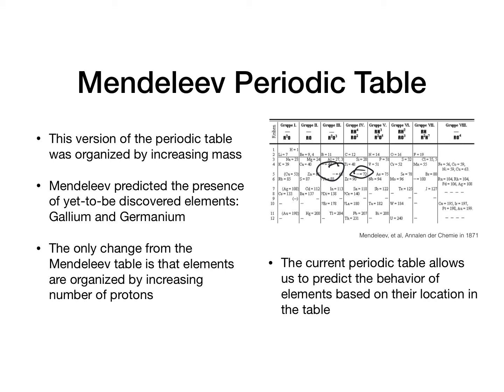So this periodic table was organized by increasing mass. And it turns out that the only change that has really been made between this periodic table and the periodic table we have today is that they are instead arranged by increasing number of protons, which with a very few sections, are also increasing mass.